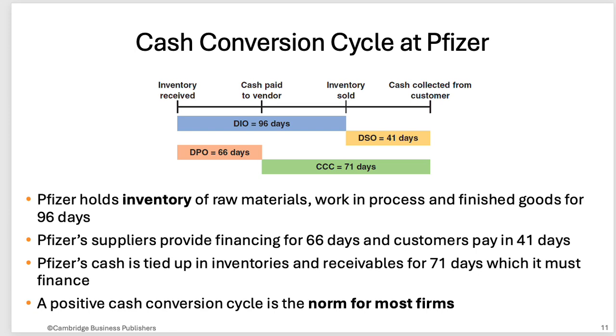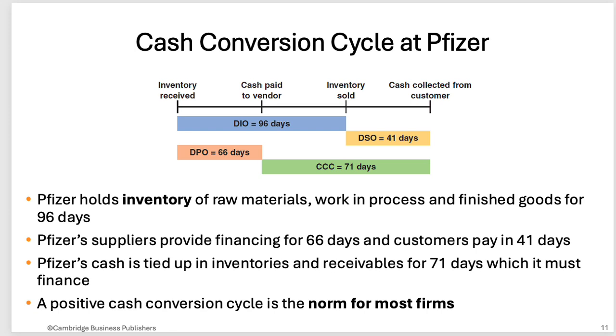Days payable outstanding, that beige looking rectangle on the left, illustrates that on average, Pfizer's suppliers, the vendors they purchase inventory from, will allow about 66 days before the payable needs to be paid in cash. And then what you see there is the cash conversion cycle. In other words, once you total all this up and adjust for it, Pfizer's cash is typically, on average, tied up in inventories and receivables for 71 days, which means that's got to be financed.